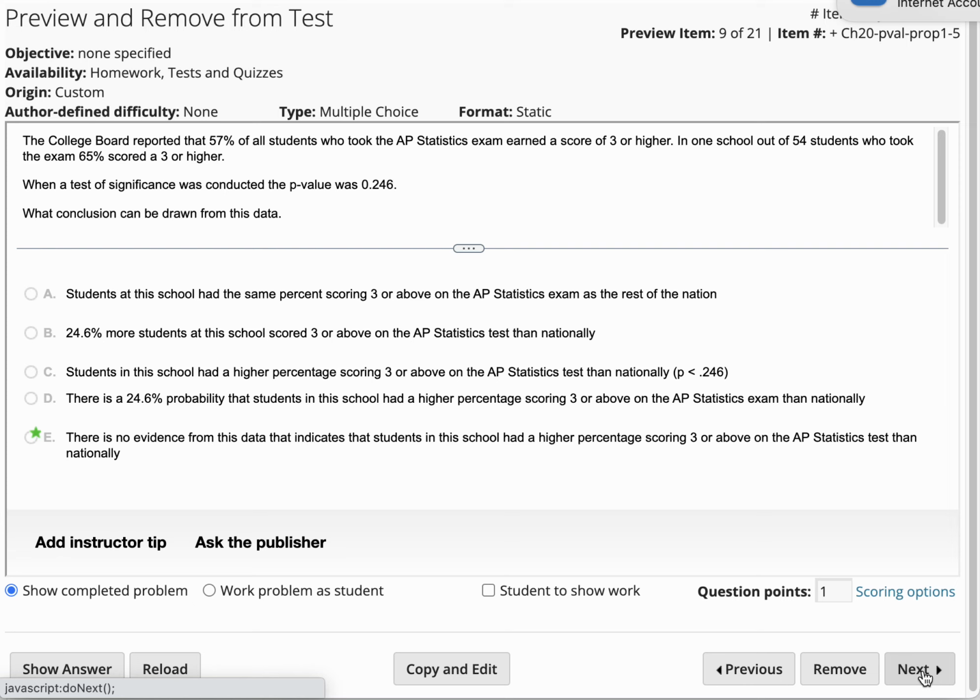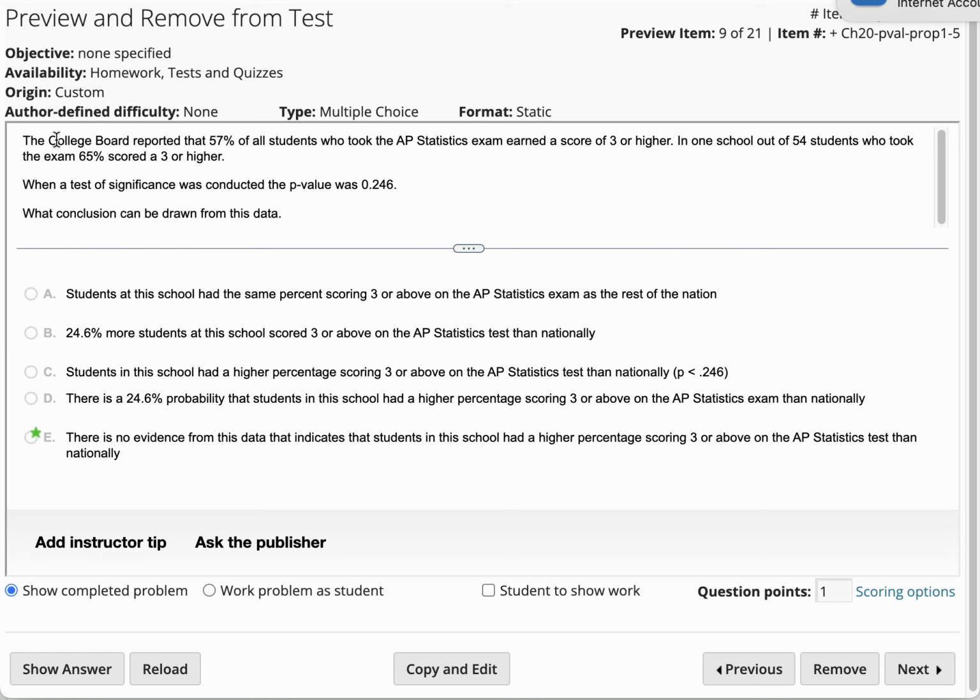The College Board reported that 57% of the students who took the AP Stat exam scored 3 points or higher. In one school, 54 students got 65% scoring 3 or higher. A test of significance was done, and the p-value was 0.246, not less than 0.05. We're not able to reject the null hypothesis.